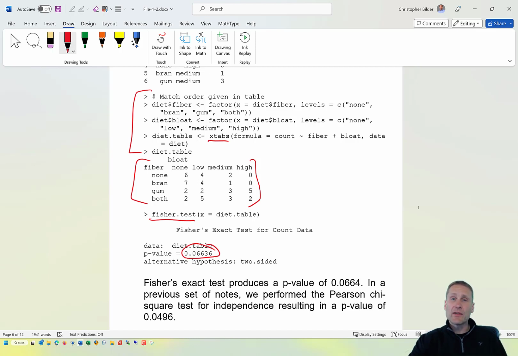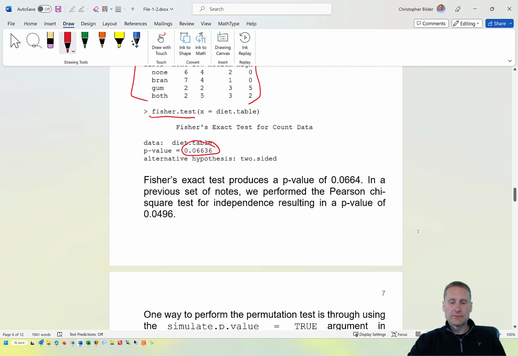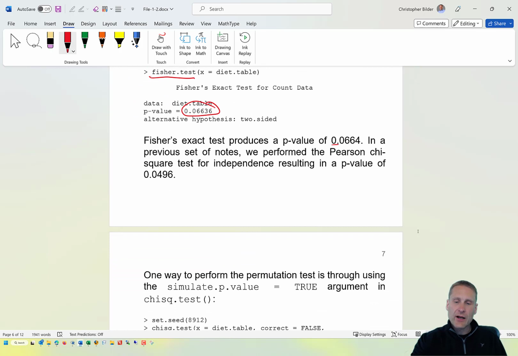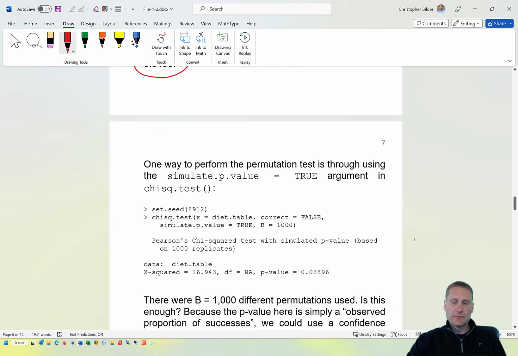This gives me my Fisher's exact test, and notice my p-value 0.06636. What this ends up doing is using what's called a multiple hypergeometric distribution to apply this test rather than the regular old hypergeometric distribution. The actual form of that multiple hypergeometric distribution is shown in my book if you're interested. So p-value 0.0664. And when we did a Pearson chi-square test for independence in the past using a chi-square 9 distribution approximation, we get about 0.05. So we can see that we get very similar results.